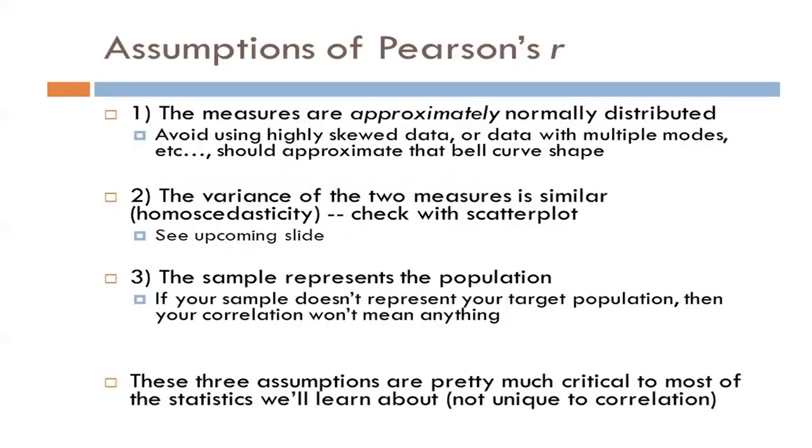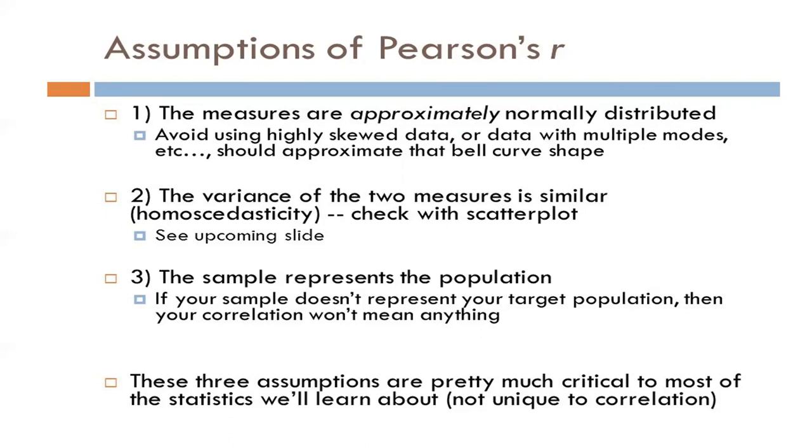Now let's see, Pearson has given some assumptions related to his method. What are these assumptions? The measures are approximately normally distributed. Avoid using highly skewed data. Skewed data, or data with multiple modes, will not be used. It should approximate a bell-shaped curve. Data should be normally distributed.